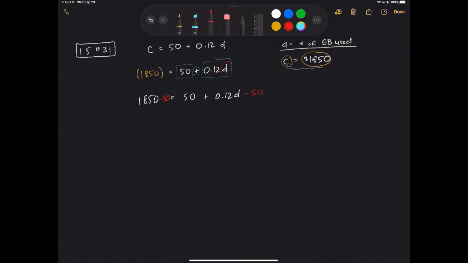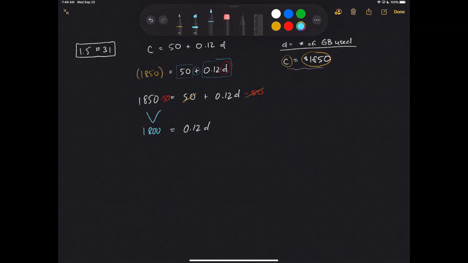If we do this, we see, okay, 50 minus 50 on the right-hand side leaves us just with 0.12D using the balance principle. And then on the left, 1850 minus 50 is just 1800, right? So now we're left with 1800 equals 0.12D.